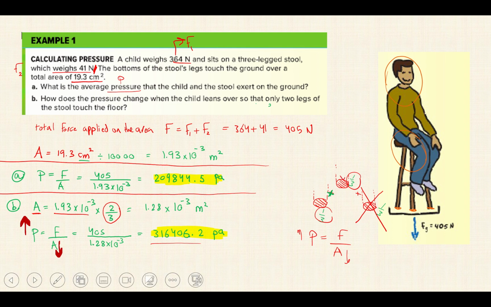I gave you an example in the exam. I gave you another question where a person was standing on 2 legs and then he lifts one leg up. When he lifts one leg, the area becomes half of its total area. That means that the pressure will be twice as much. Remember, inverse relationship. If the area becomes 1/2, then the pressure will be twice its amount. So this is the first example.